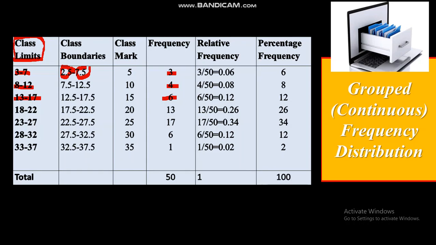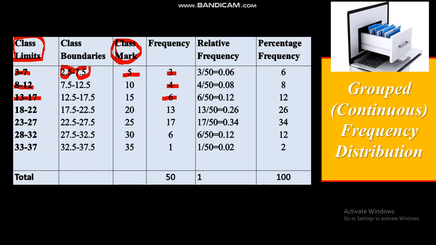Then the other point in group frequency distribution is class mark. Class mark is calculated as the lower class limit plus upper class limit divided by 2. It is the average of the class limits. For the first class we have 2 values, the lower and the upper, and the average of these 2 values is known as class mark. The class mark for the first class is 5, which is the average of these 2 values, 3 and 7.